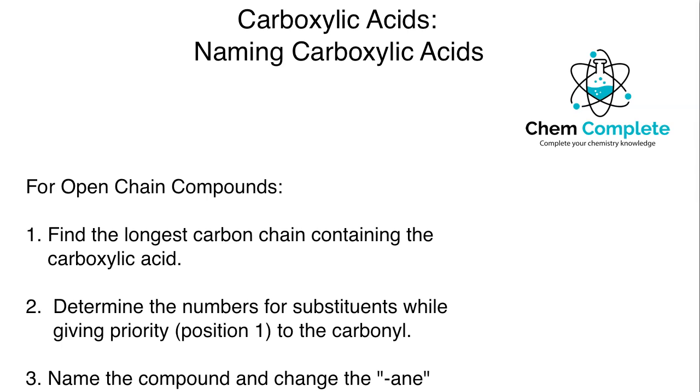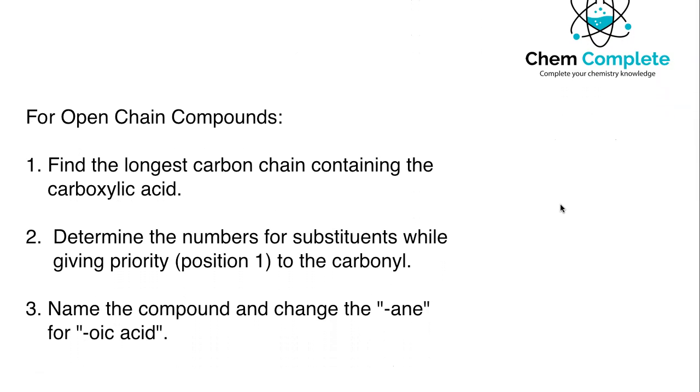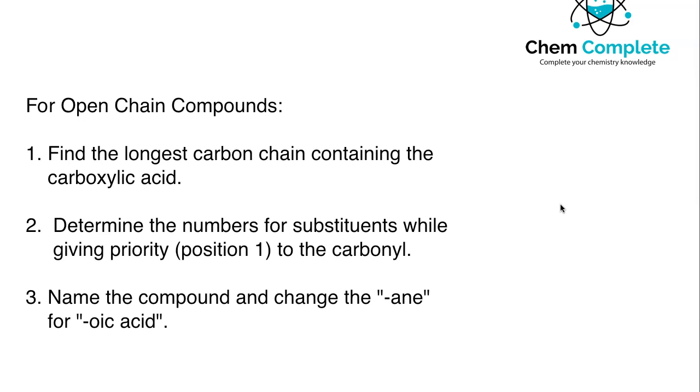So, for carboxylic acids, there's really two different ways that we approach naming. The first way that we're going to take a look at is how do we handle open chain compounds, meaning hydrocarbon compounds that contain a carboxylic acid, but they are not enclosed in some sort of a cyclic system. That's going to have its own set of rules, and then the cyclic system will have its own set of rules, okay?